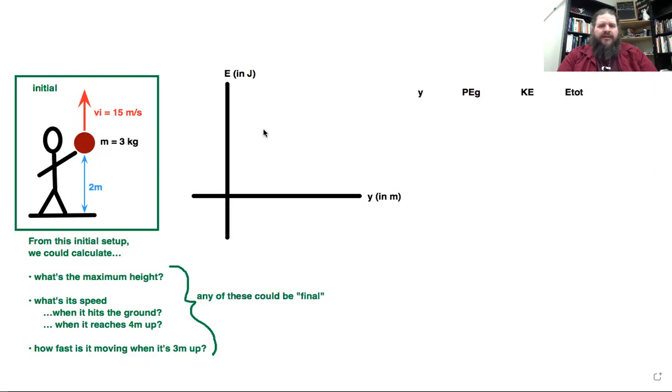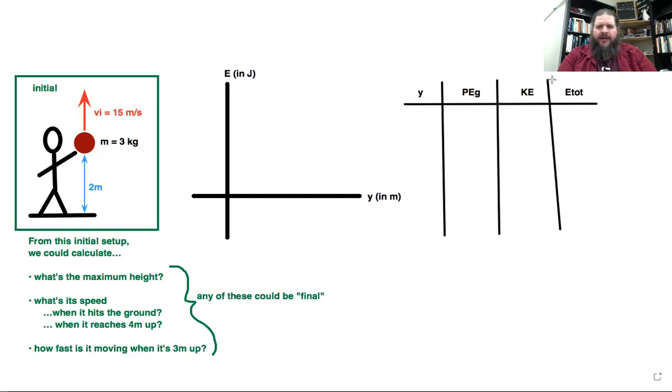So tracking these quantities. Let's see what we can fill in. What heights do we most care about here? Or is there any height we know something about already?